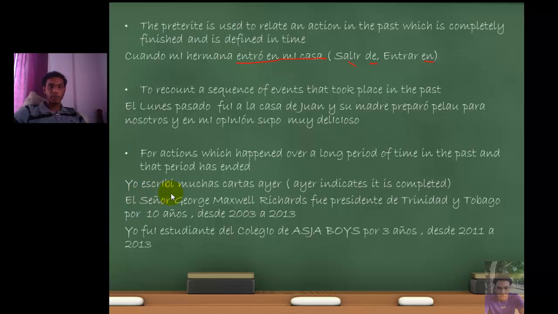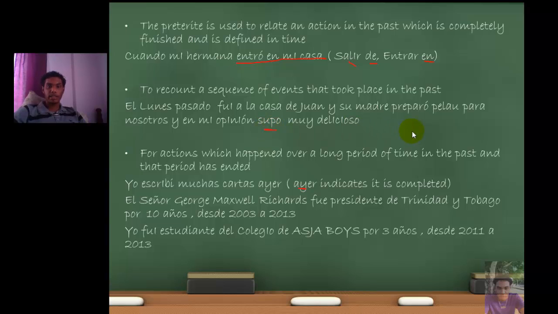So, por ejemplo, let's continue. Yo escribí muchas cartas ayer, right? This terminology ayer indicates that it has been completed yesterday. So we use escribí. Because you might have been tempted to use escribía, right? You were writing a lot of letters yesterday, right? Or just a quick note here.